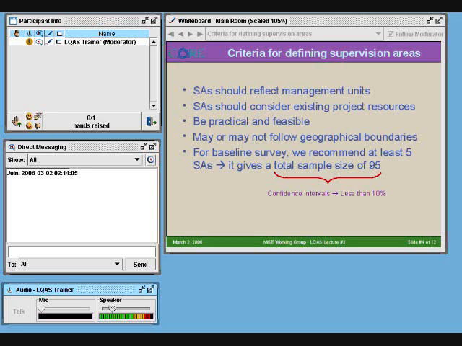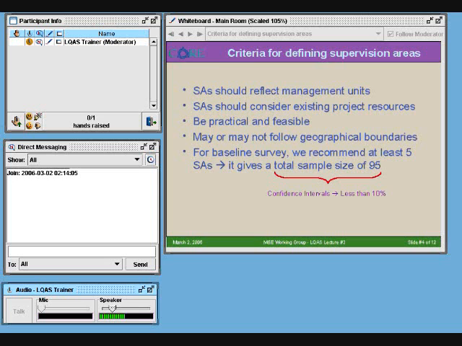Second, supervision areas should be created based on the available resources that the project has in order to conduct supervision of project activities effectively. Third, the number of supervision areas in your project should be practical and feasible and should not make supervisory activities difficult for the project management. In addition, the boundaries of supervision areas do not necessarily follow geographical boundaries of any kind. They should reflect what is doable for the project in terms of management units for effective supervision.